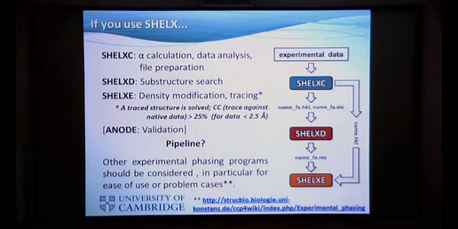So SHELXC, as I said, estimates alpha, does your data analysis, and prepares your files. Your experimental data from XDS or SAINT or SCALA files, anything really, goes into SHELXC. It will put out a native HKL file and one containing the alpha angles and an instruction file for SHELXD. SHELXD will then search for the substructure and give out a substructure. This format can, by the way, be read into COOT just as a coordinate file. It's what I've just had open.